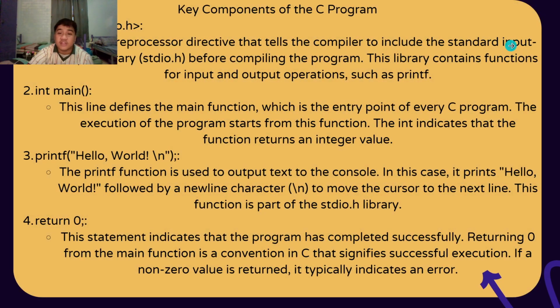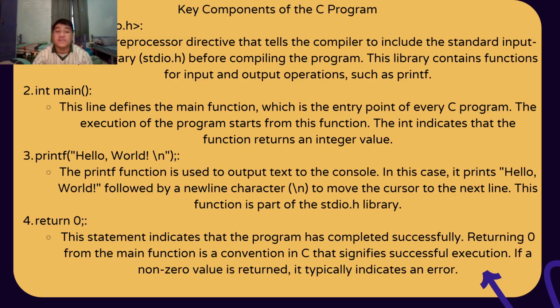The first one is the key component of the C program, which is hashtag include. This is a preprocessor directive that tells the compiler to include the standard input and output library before compiling the program. This is for input and output operations. And for int main, it defines the main function, which is the entry point of every C program. The execution of the program starts from this function. This indicates the function returns an integer value.